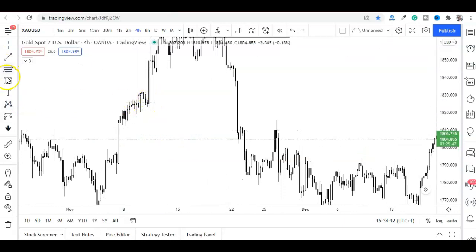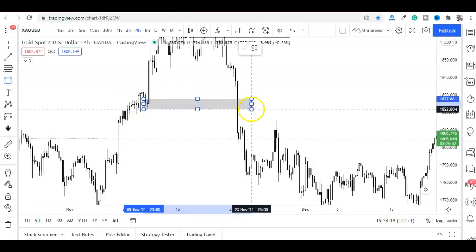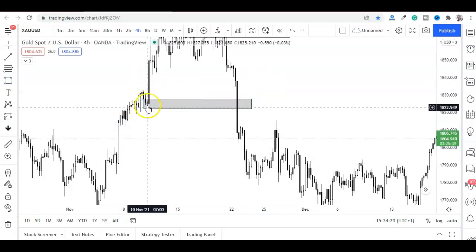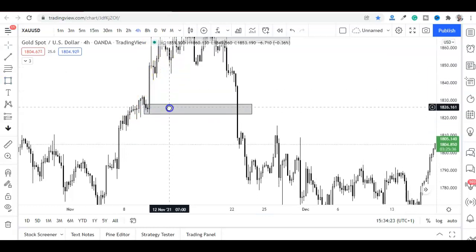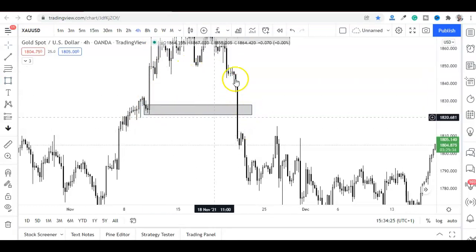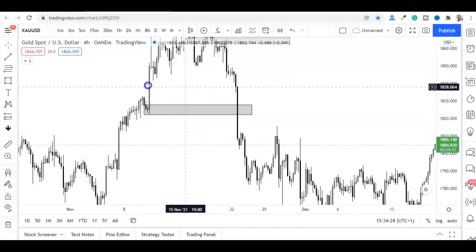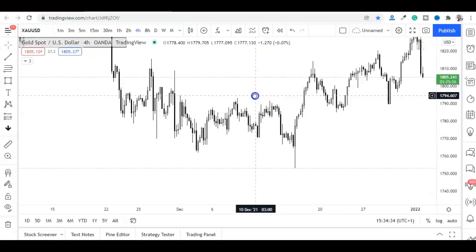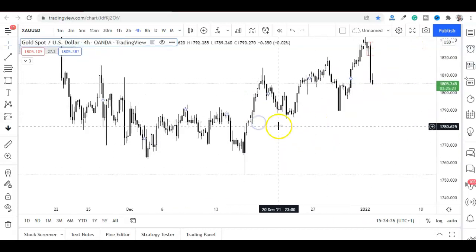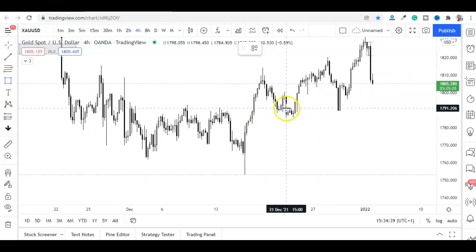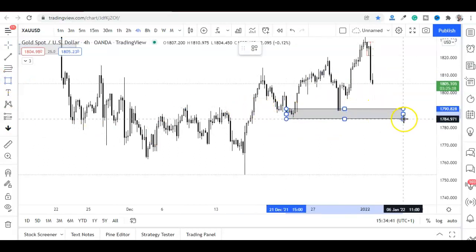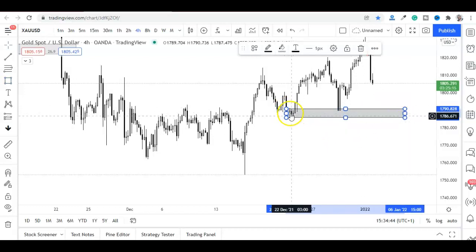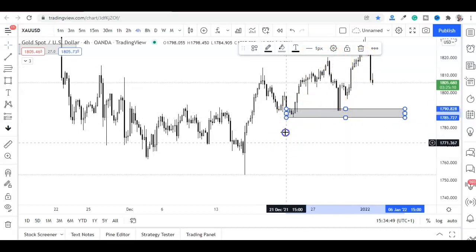Now, this is a bullish order block, the last bearish candle before the move up. As you can see, as price came in, it destroyed the order block. I will tell you why in this video, so stay tuned. Let's also identify another one here. This is a bullish order block, the last bearish candle before the move up. Price came in, respected the order block, and then moved.